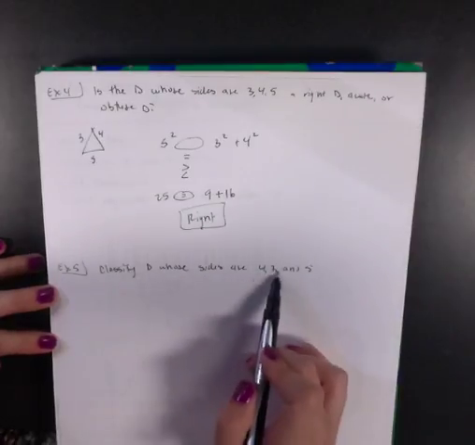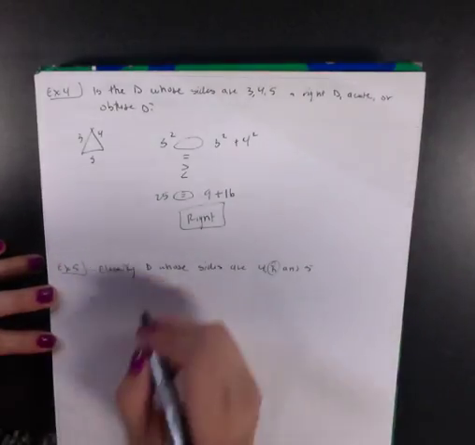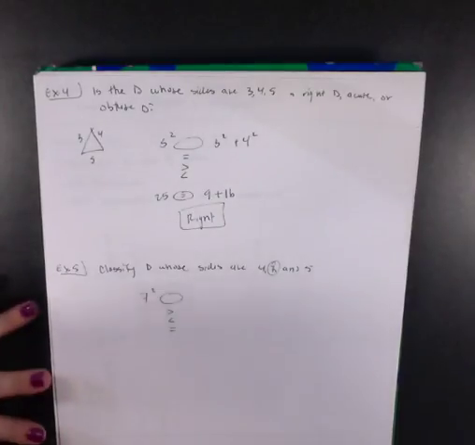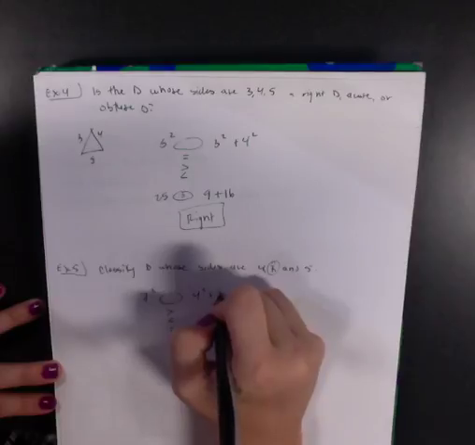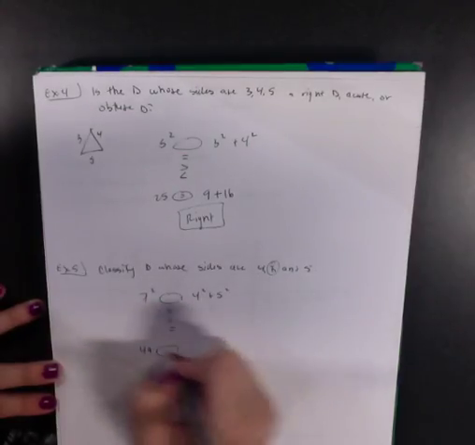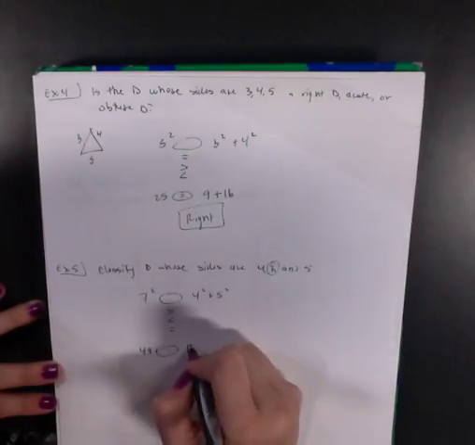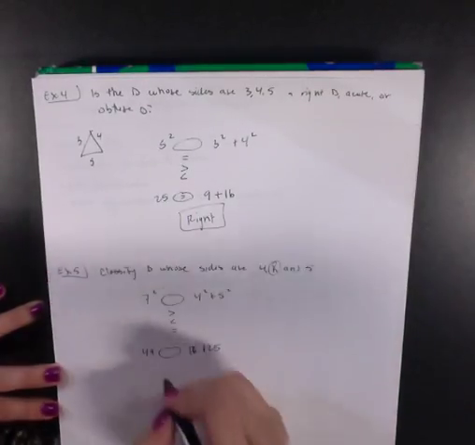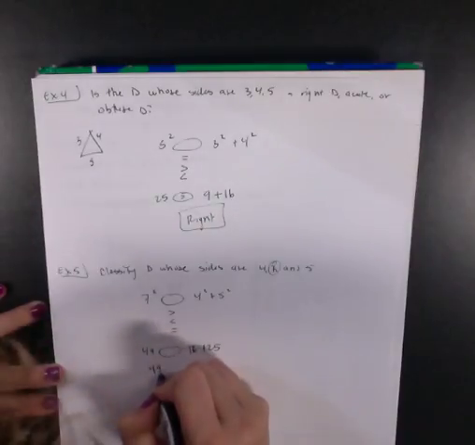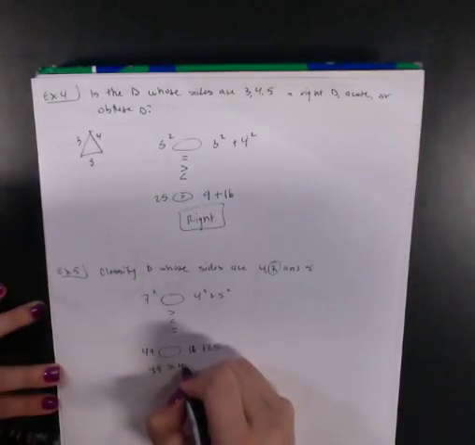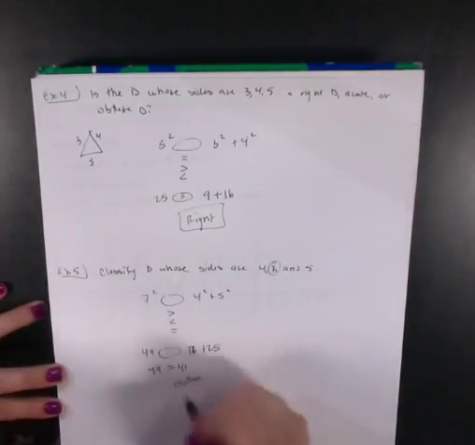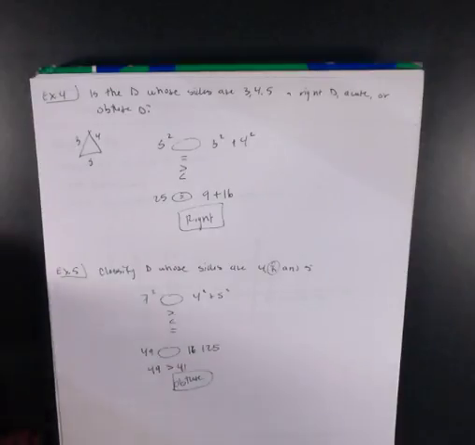Classify the triangle whose sides are 4, 7, and 5. So 7 is my largest, so 7 squared is something greater than, less than, or equal to 4 squared plus 5 squared. So 49 is something to 16 plus 25, which is 41. 49 is greater than 41, which tells me this is obtuse. That is all for triangle inequalities. Okay? There's nothing more to it than that.